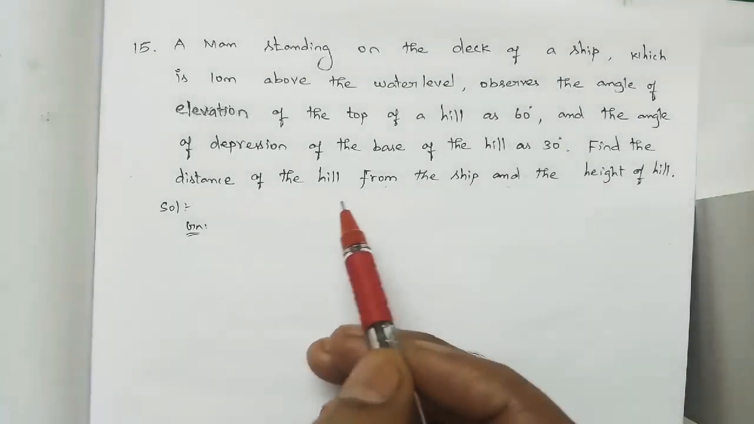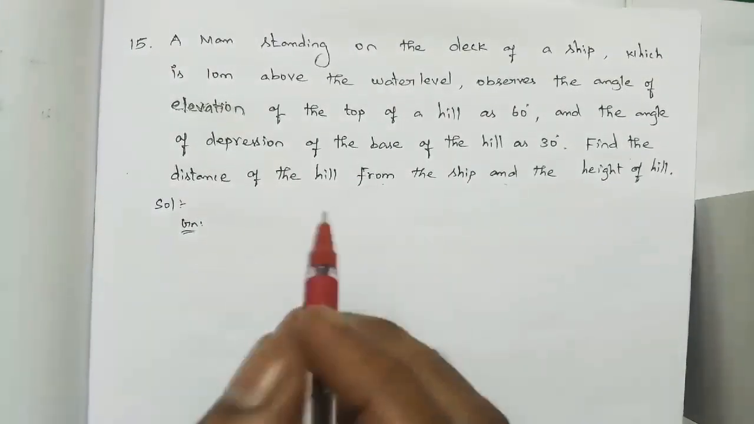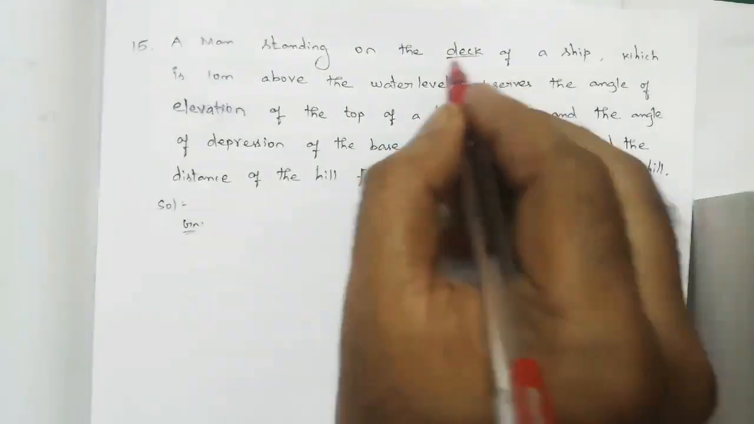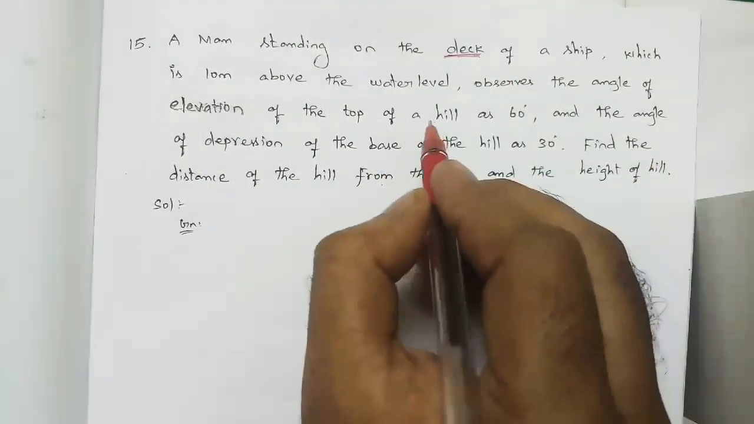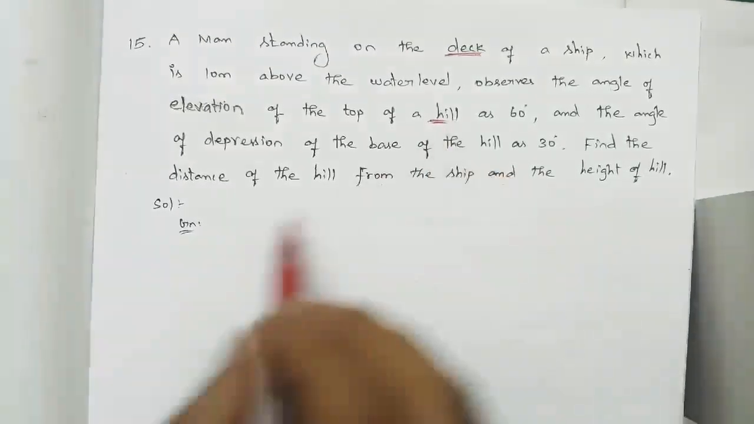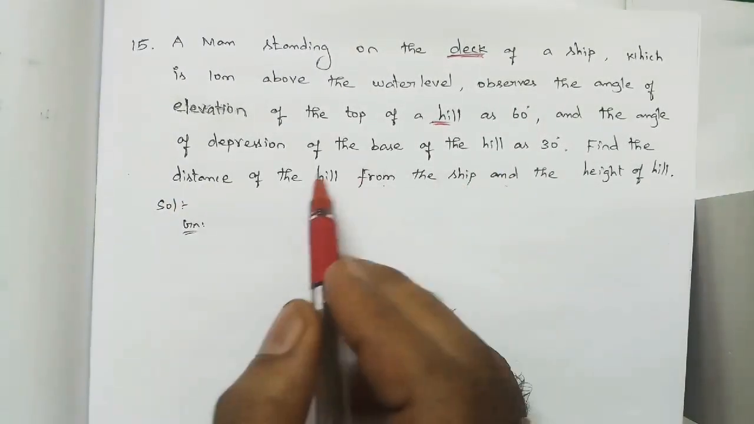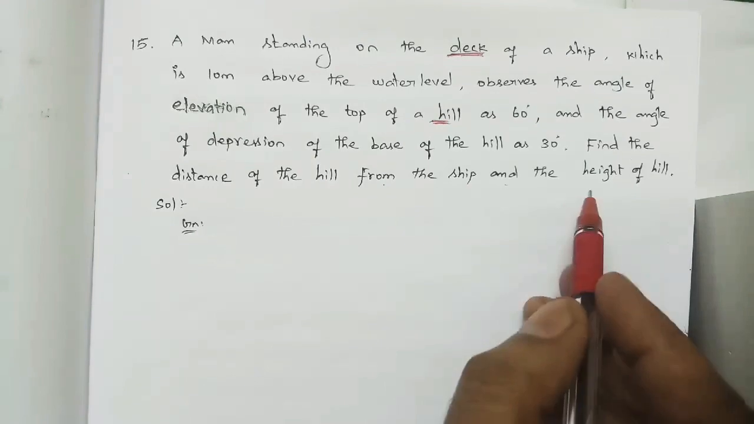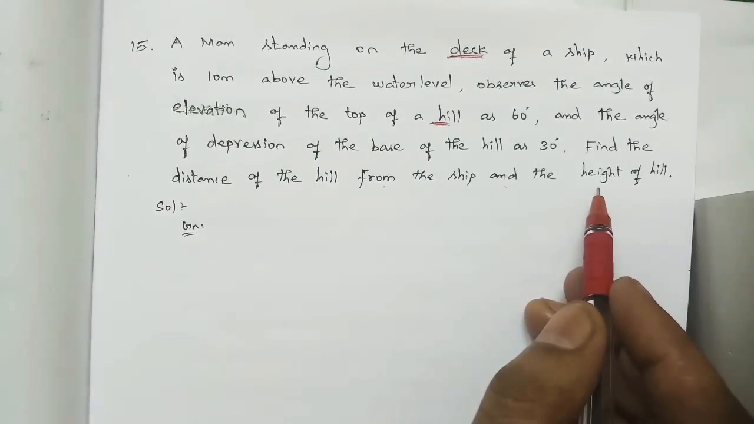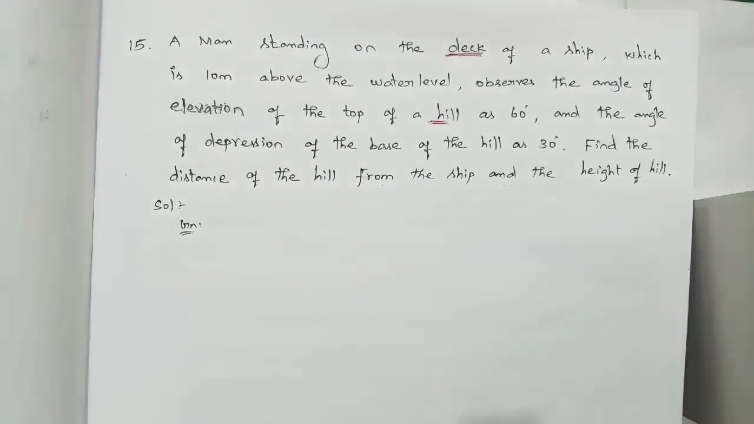So what are the things we want to find? They are talking about two things. One is the deck of a ship, another is the hill. So we want to find the distance between the hill and the ship, and at the same time the height of the hill also. So first we can draw that.